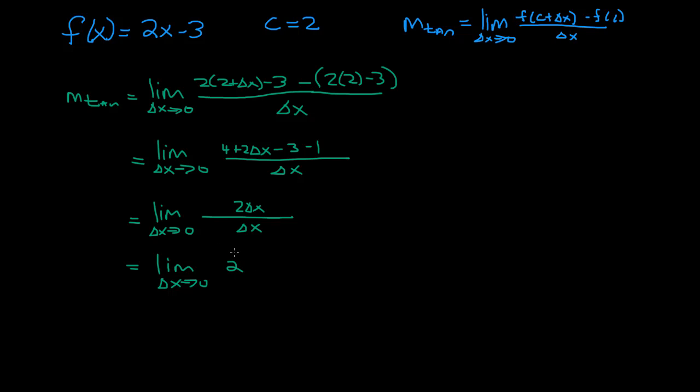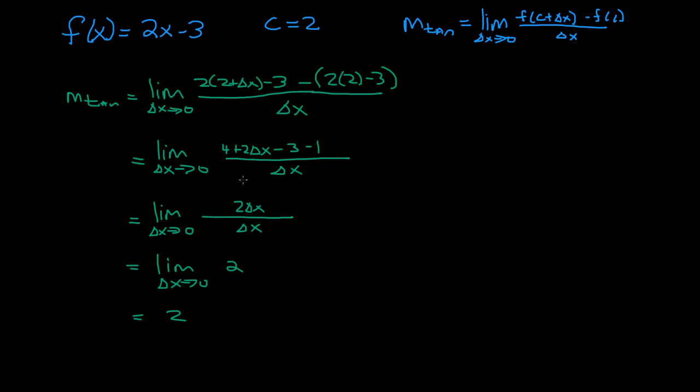Now remember, this is a constant function. What's the limit of a constant function? Here, delta x is going to 0, but there's no delta x left in our function. That's a constant function. It's a horizontal line at y equals 2. So the limit, in fact, as delta x approaches anything you like, is 2.